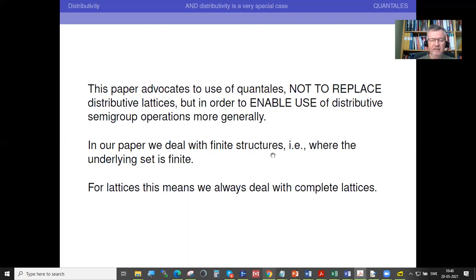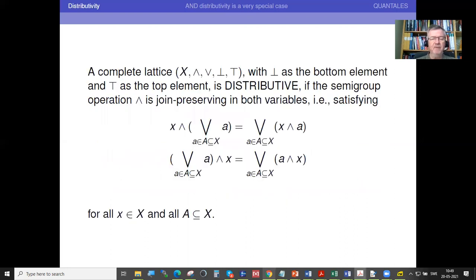With quantals, we only have more options, more operators at hand. Obviously, we also look at finite structures where the underlying set is finite. For lattices, this means that we deal with complete lattices. Indeed, a complete lattice with bottom and top elements is distributive if the semigroup operation, meet, is preserving join in both of the variables, that is, it distributes over join.